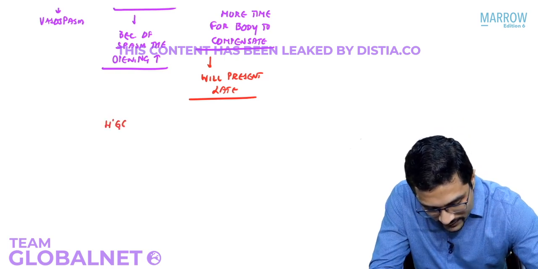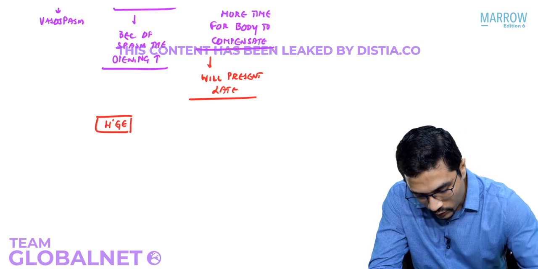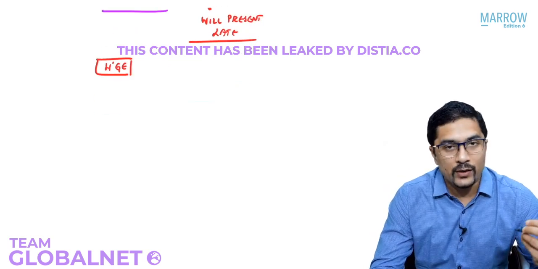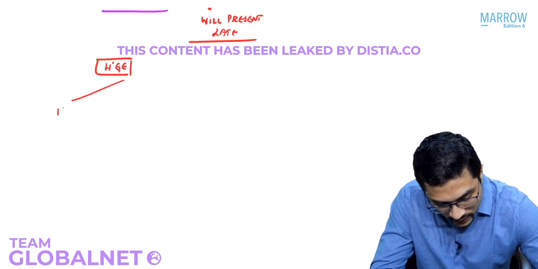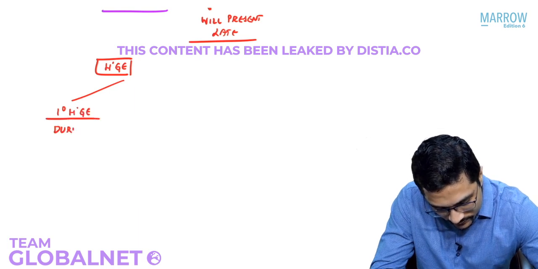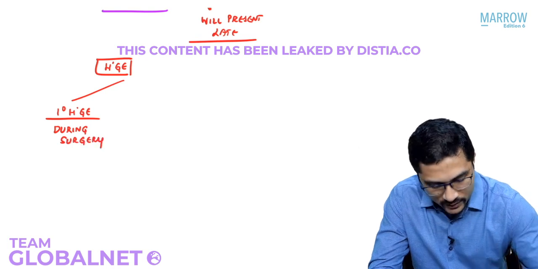So what are the various types of hemorrhages which you should know about? This is again a frequent MCQ asked in the exam. So you can have primary hemorrhage. Primary hemorrhage is the hemorrhage during surgery. When during surgery you have a bleed, that is primary hemorrhage.